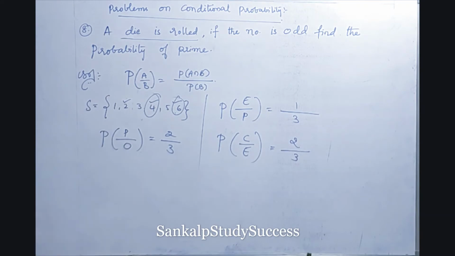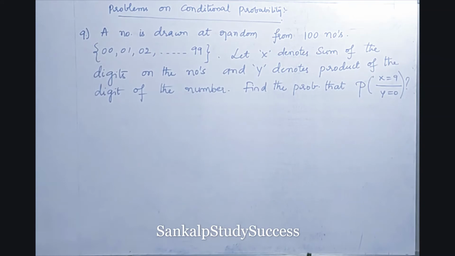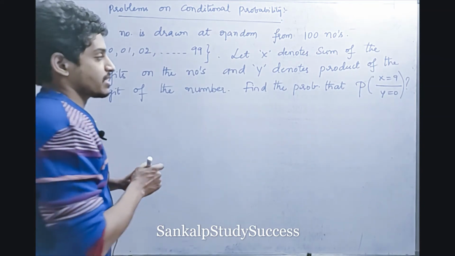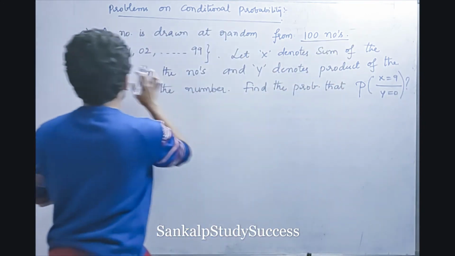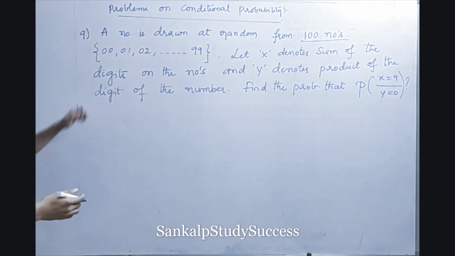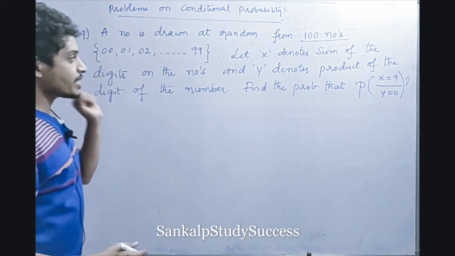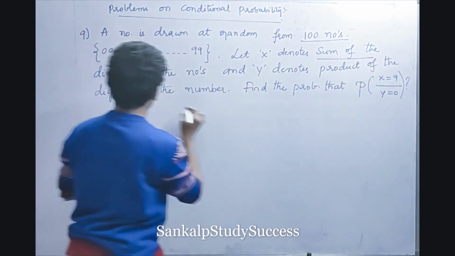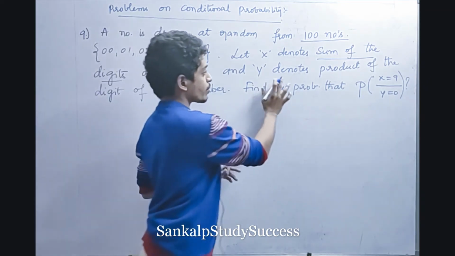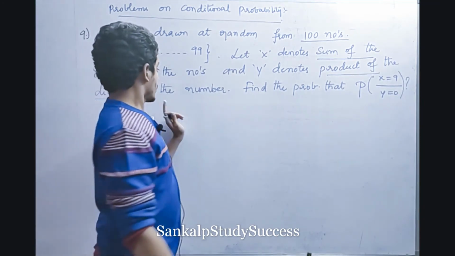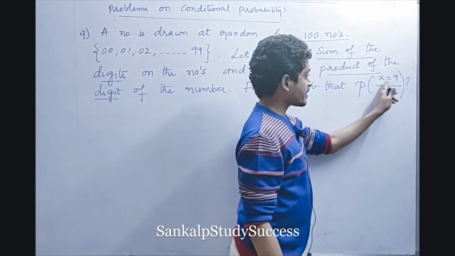Let us see another question on conditional probability. Next question, friends. A number is drawn at random from 100 numbers. He has given 100 numbers in this set: 00, 01, 02, and so on up to 99. A number is drawn at random, friends. One number is drawn. Let X denote the sum of the digits and Y denote the product of the digits. X means sum, Y means product. Find the probability P of X equal to 9 by Y equal to 0.